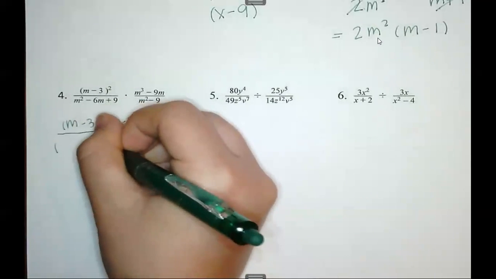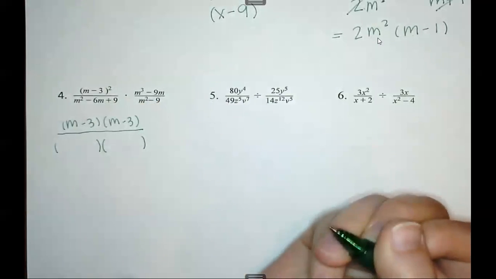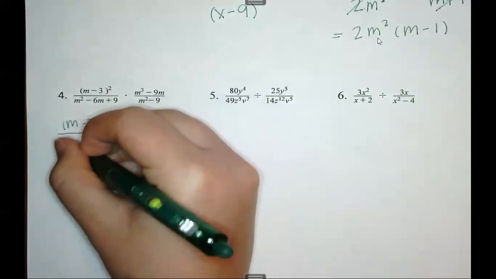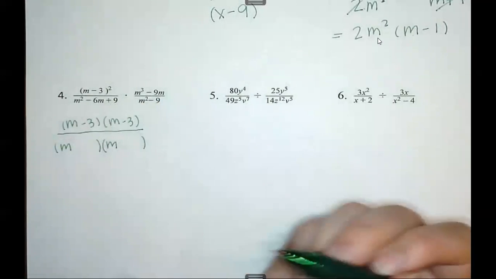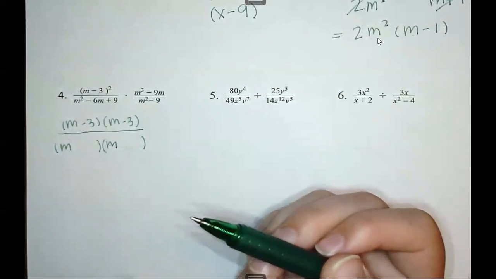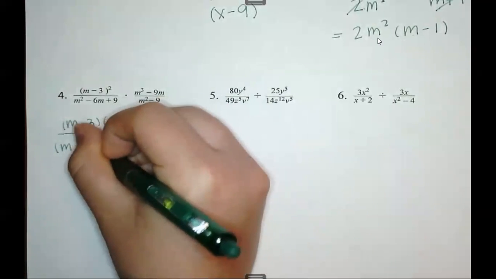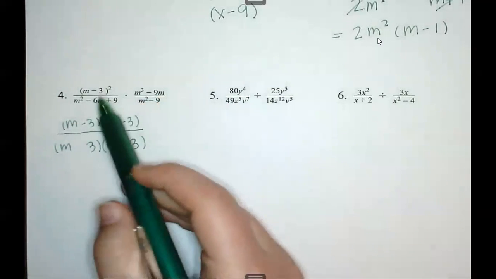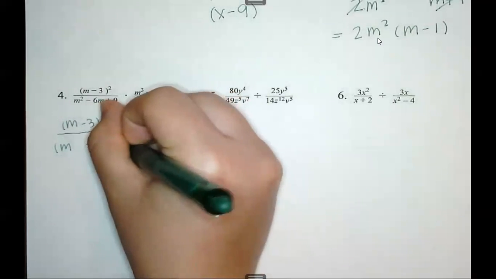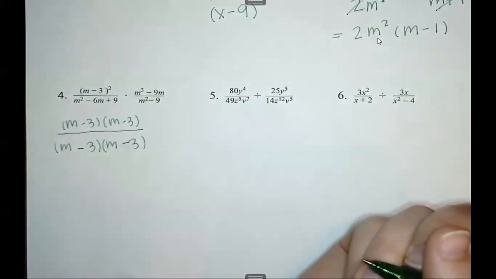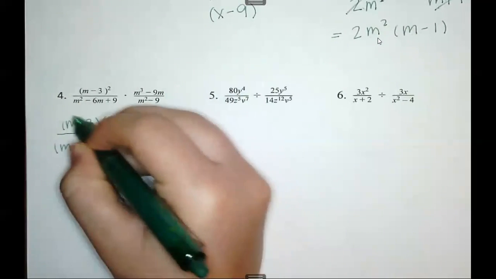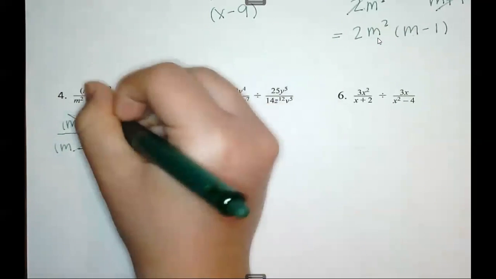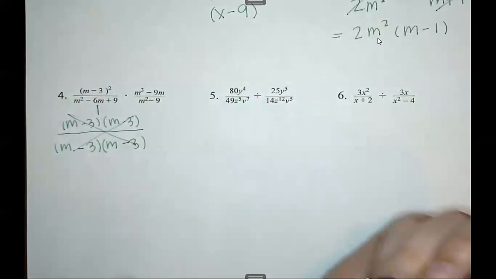So I need to decide what numbers to use. I have m and m. I need something that multiplies to give me 9 and adds to give me negative 6. Well, for 9, I could use 3 and 3. And if I want those to add to give me negative 6, I would just make them both negative. And now we have these to cross out and these to cross out. So all of this just became 1, the whole thing.